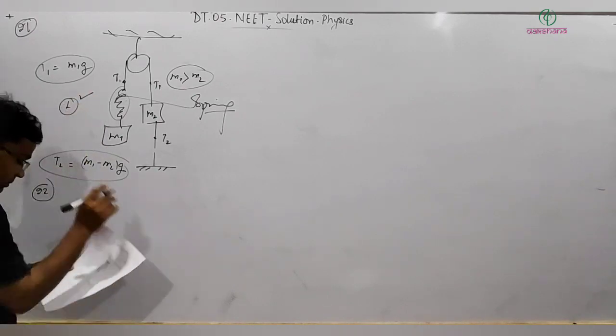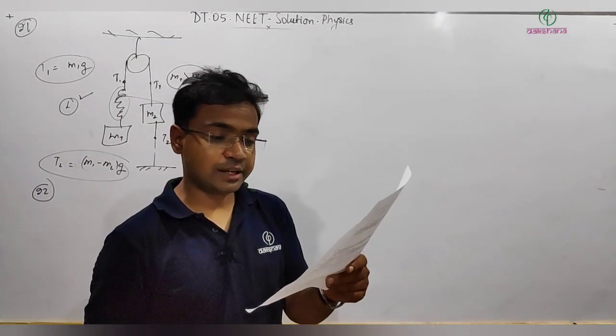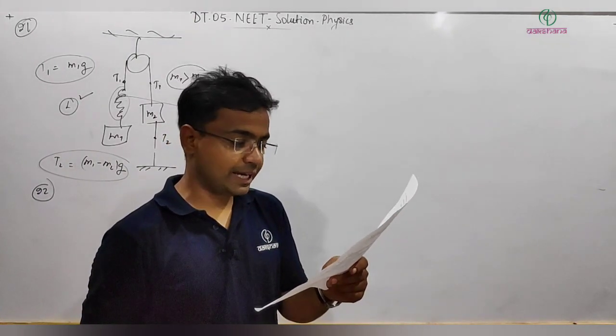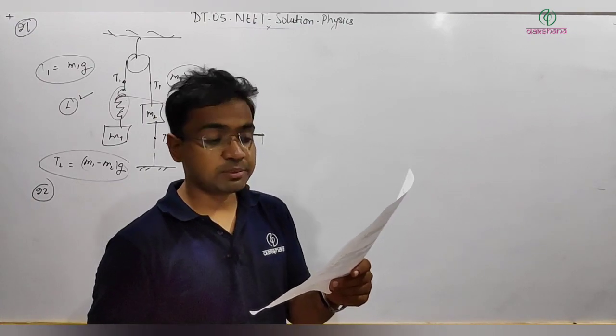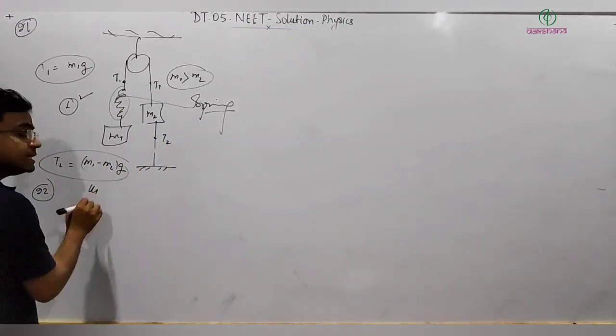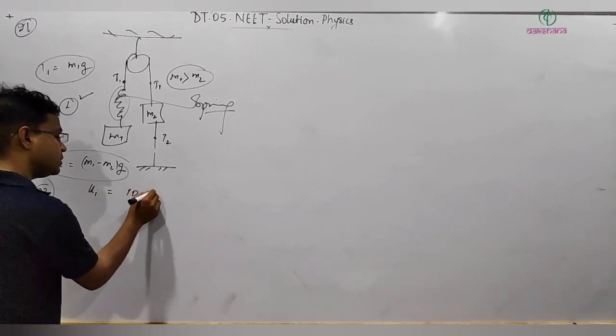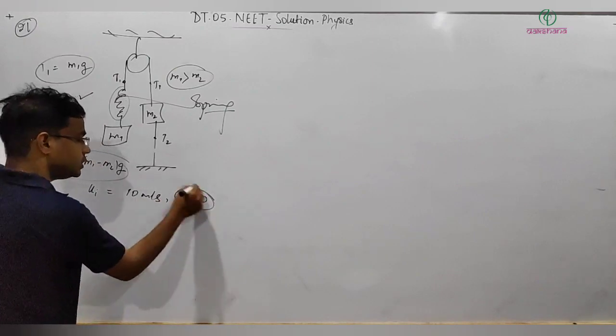Next is 22. A ball is suspended by a thread from the ceiling of the tram car. The brake are applied and the speed of the car changes uniformly from 36 km per hour to 0 in 5 seconds. So that means initial speed 36 km per hour, that is equal to 10 meter per second. Finally it's coming out to rest.